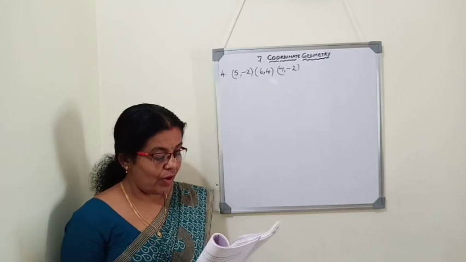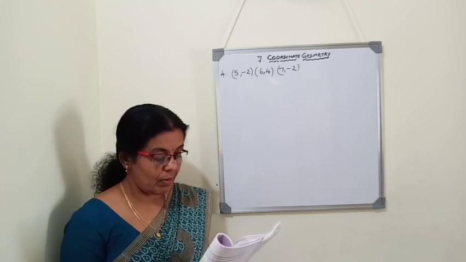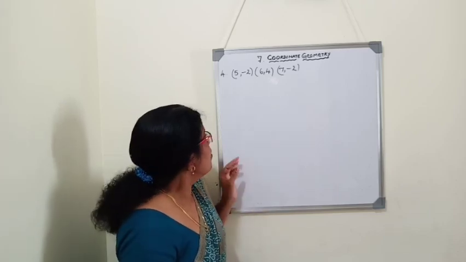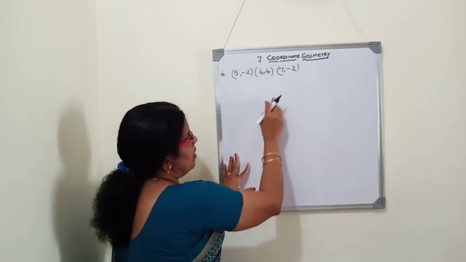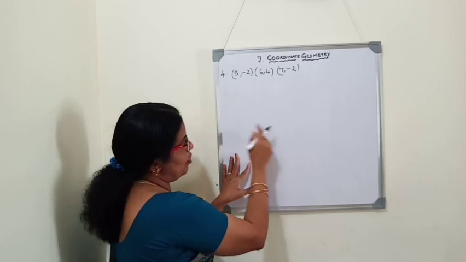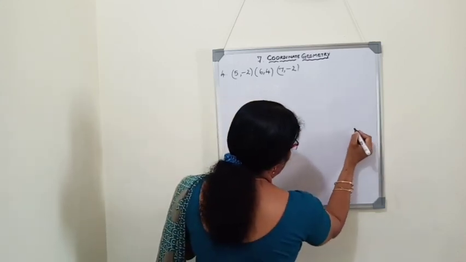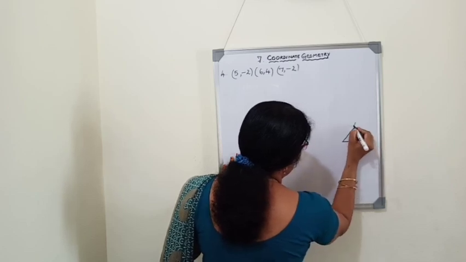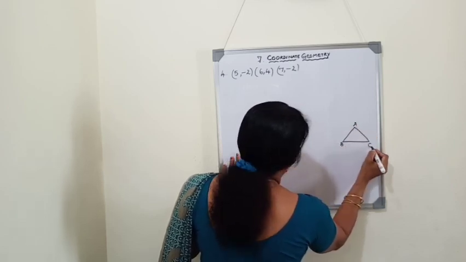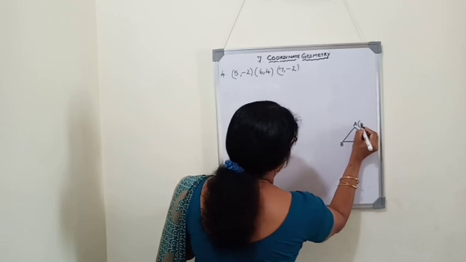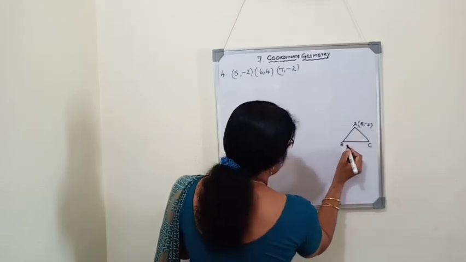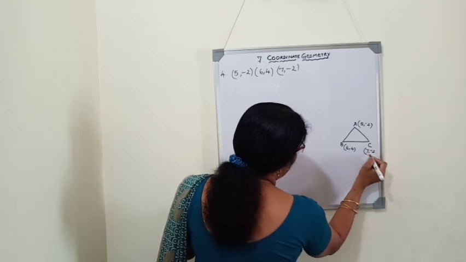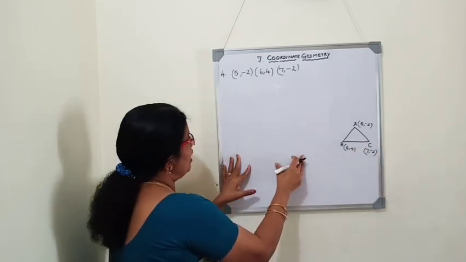Check whether 5 minus 2, 6, 4 and 7 minus 2 are the vertices of an isosceles triangle. Isosceles triangle means two sides should be equal. So we have to prove that in this triangle ABC, we'll mark A as 5 minus 2, B as 6, 4 and C as 7 minus 2. We have to prove that two sides of this triangle are equal.